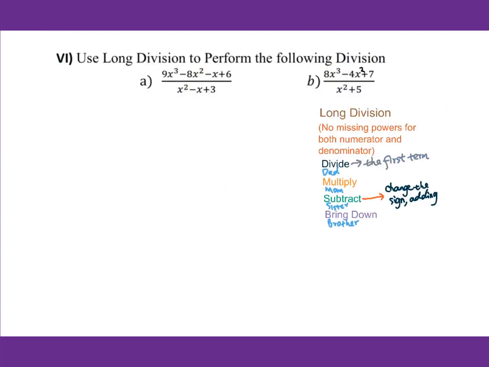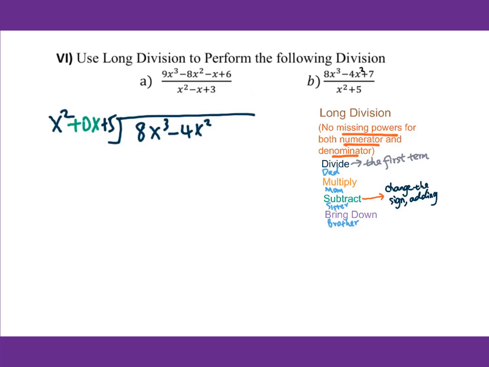Now let's go to B. For long division, remember, no missing power for both numerator and denominator. This time you have a missing power for numerator and denominator. We set up long division. We got x squared plus 0x plus 5, and 8x third power minus 4x squared plus 0x plus 7.